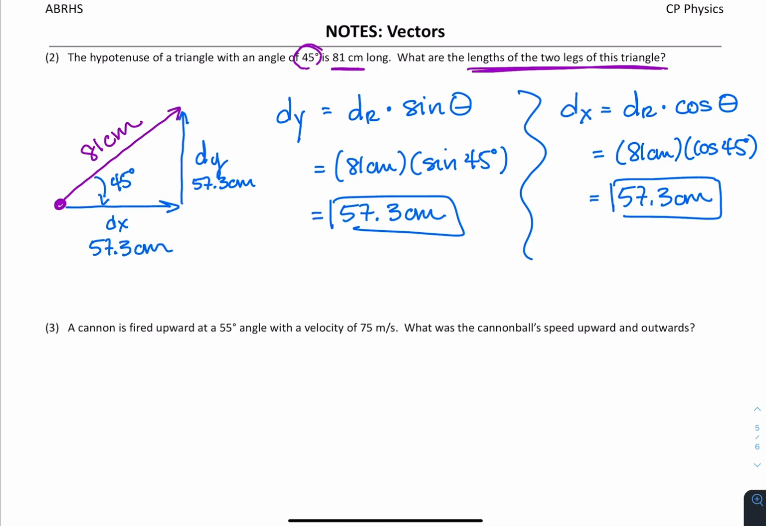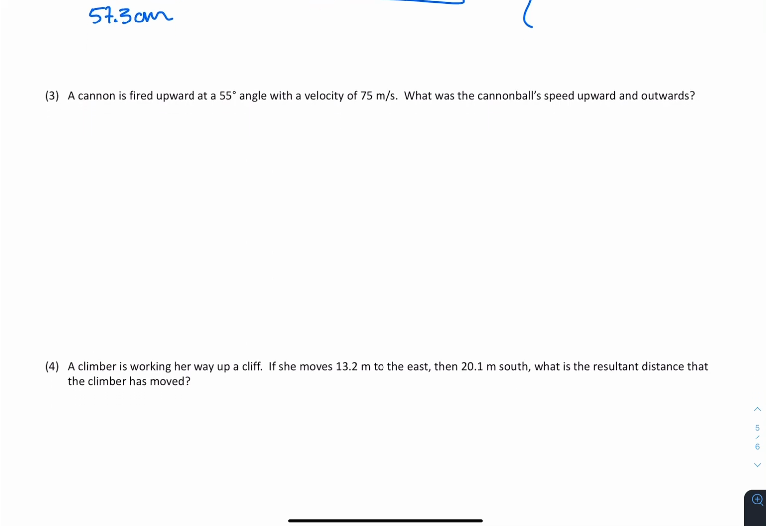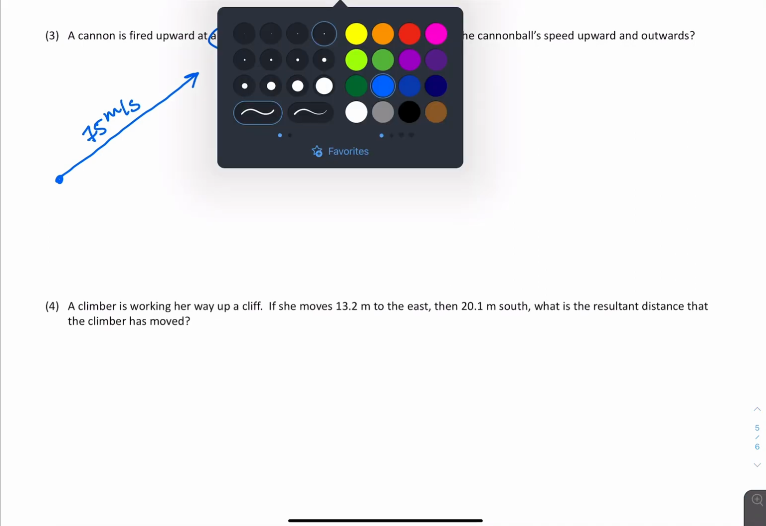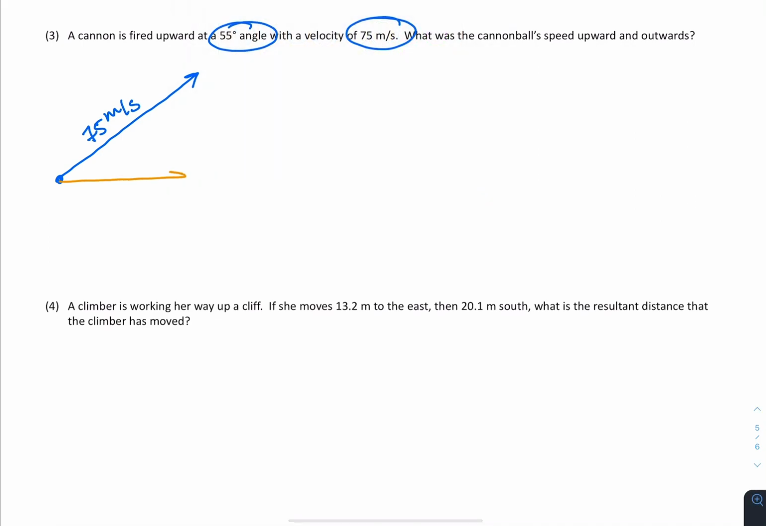Okay. I'm going to do two more, and then I'm going to leave the rest to you. So let's look at number 3. We've got a cannon that's fired upward at a 55-degree angle with a velocity of 75 meters per second. And we're going to be, again, filling in the legs of our triangle, so our horizontal piece and our vertical piece. This is a velocity value, so we'll be looking for Vx and Vy this time, and theta is given as 55 degrees.